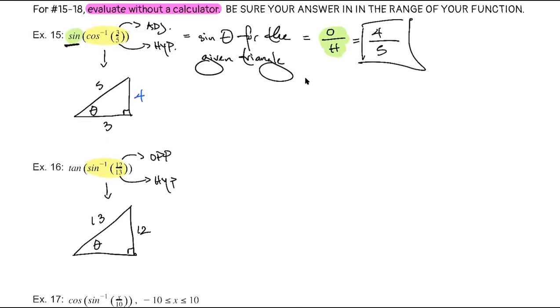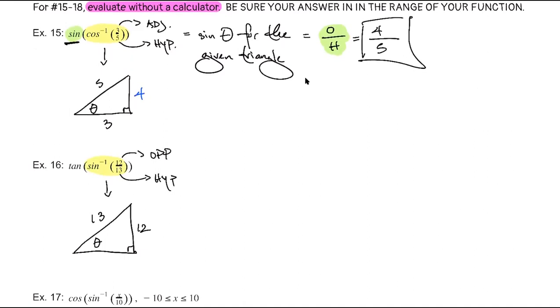How do we find that missing side? Is it a special right triangle? Is it one of those Pythagorean triples, or should we use Pythagorean theorem? What are we thinking? This is a Pythagorean triple, 5, 12, 13. But again, if you didn't recognize that, you could always do x squared plus 12 squared equals 13 squared. And when you solve for x, you should get 5, okay?